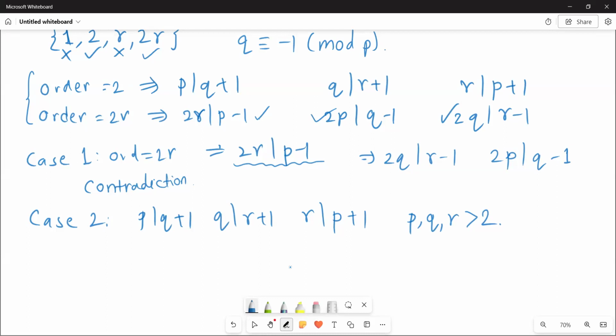This can't happen, right? Because if r is the biggest prime, then it can't divide a smaller prime plus 1. And p is greater than 2, so p plus 1 can't be equal to r. Like the difference between p and r is at least 2, so p plus 1 is less than r. So this is also not possible.